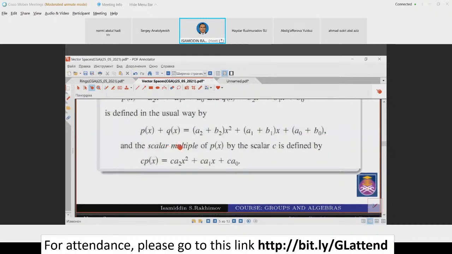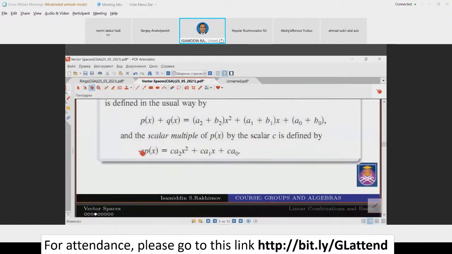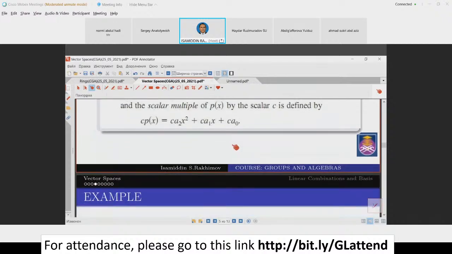So scalar multiplication is given as follows. Just multiply polynomial by C means multiply each coefficient by that scalar C.